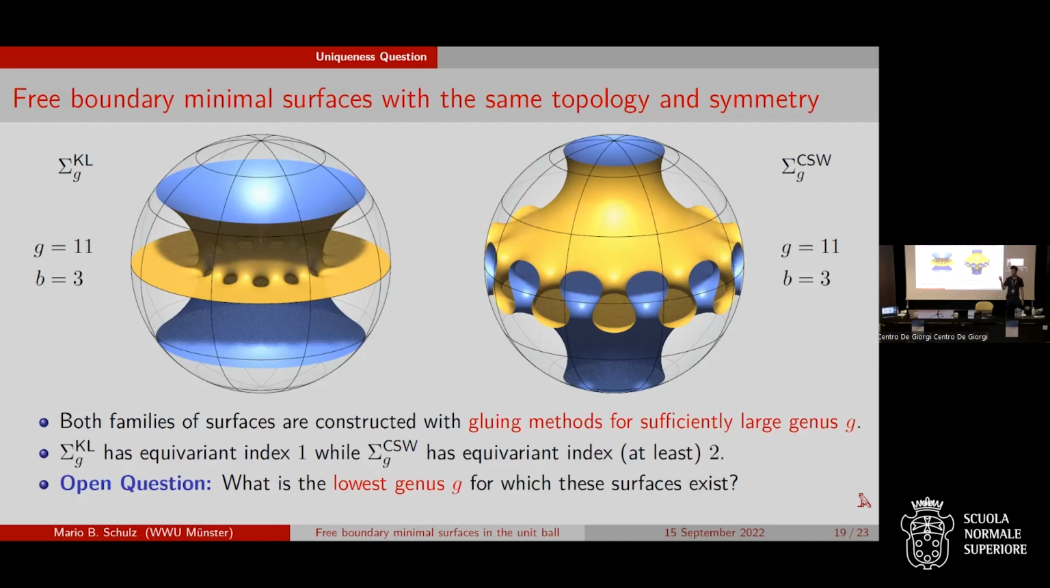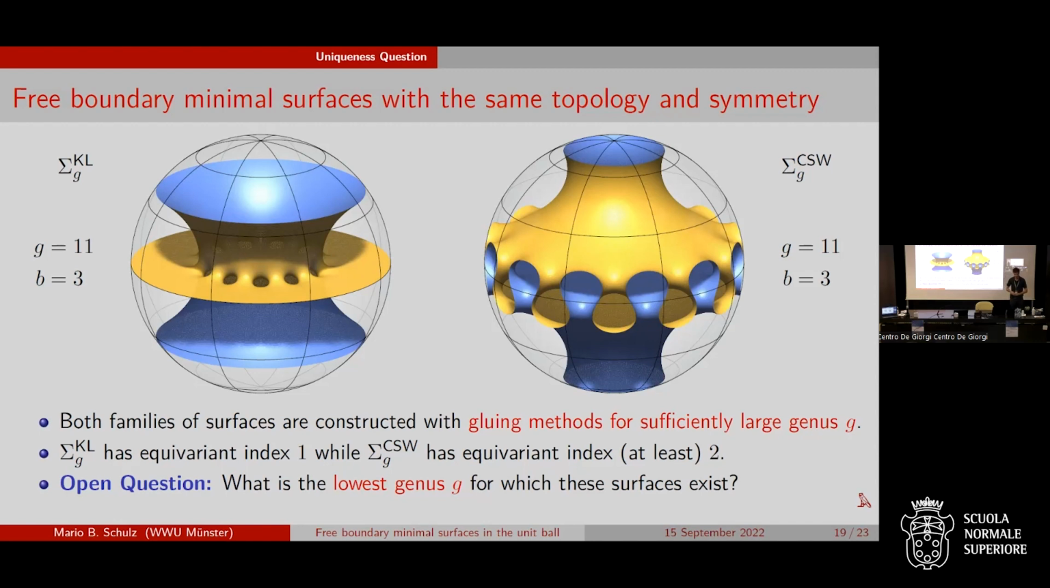So remember what the index was. This was the number of negative eigenvalues of the second variation of area. Now restrict to deformations which preserve the symmetry. That's the equivariant index. So there's one negative direction for the second variation of area which preserves the symmetry, and here there are at least 2. Simply, these necks can be pinched. And here this situation doesn't happen. That's why this has more equivariant index.